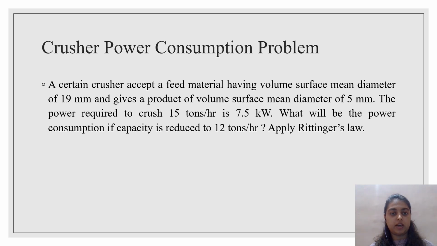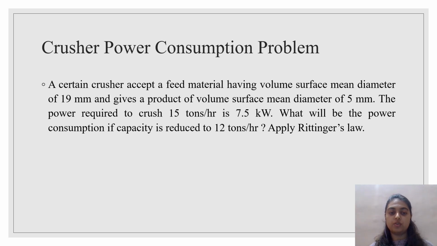So here we are asked to calculate power consumption of a crusher. A certain crusher accepts a feed material having volume surface mean diameter of 19 mm and it gives a product of volume surface mean diameter of 5 mm. The power required to crush 15 tons per hour is 7.5 kilowatt. So what will be the power consumption if capacity is reduced to 12 ton per hour?